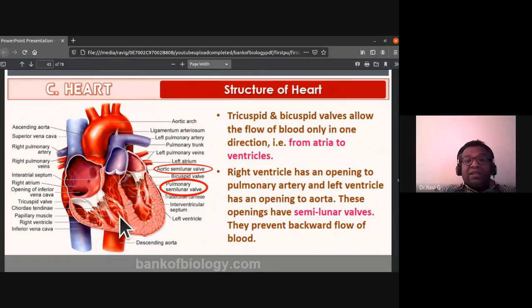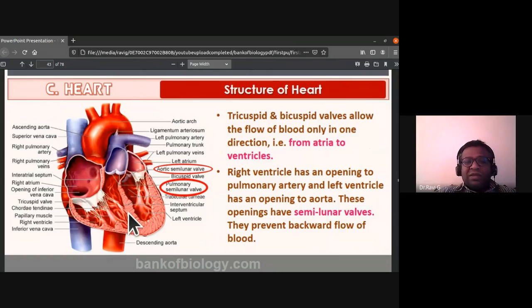The right ventricle has an opening to the pulmonary artery. So this is the pulmonary artery. And the left ventricle has an opening to the aortic arch, or the aorta. These openings, the pulmonary artery and aorta, have semilunar valves. You can notice these semilunar valves. They prevent the backflow of blood.